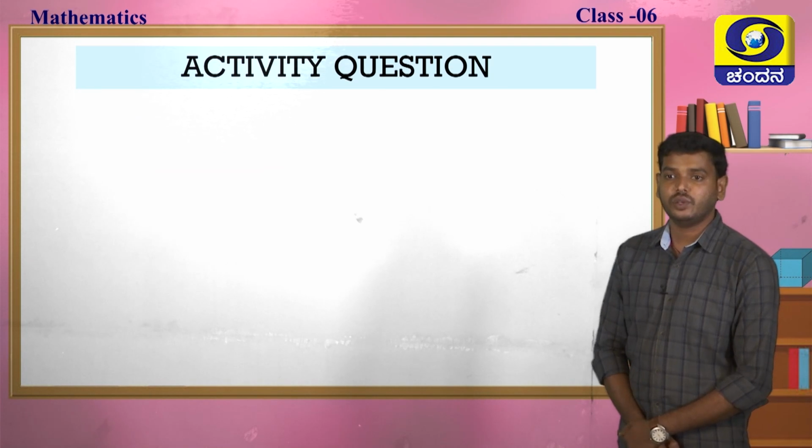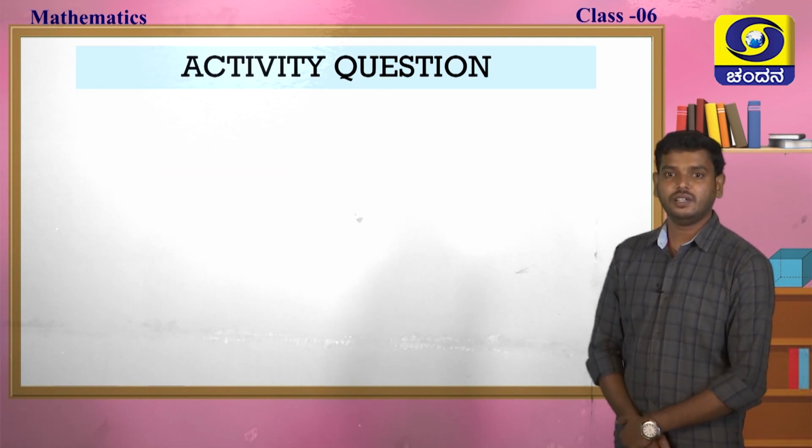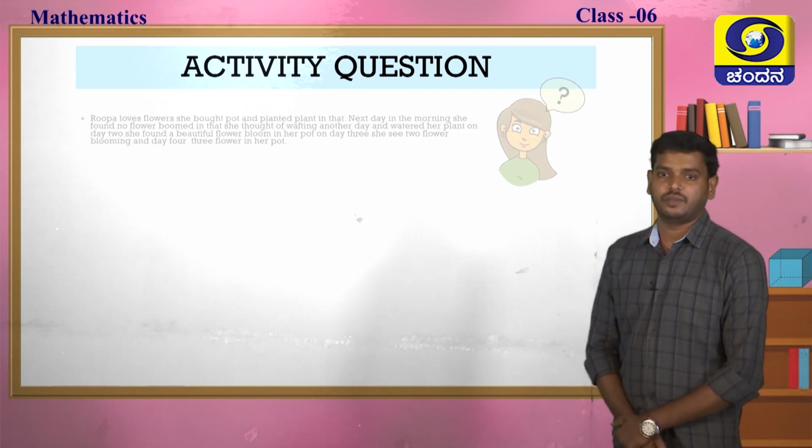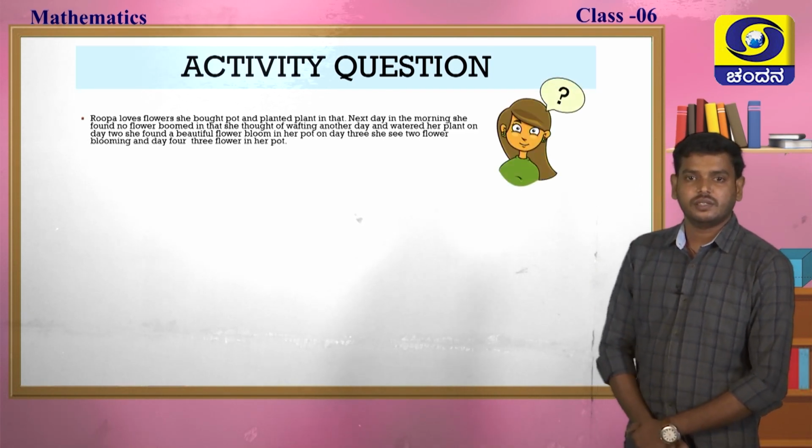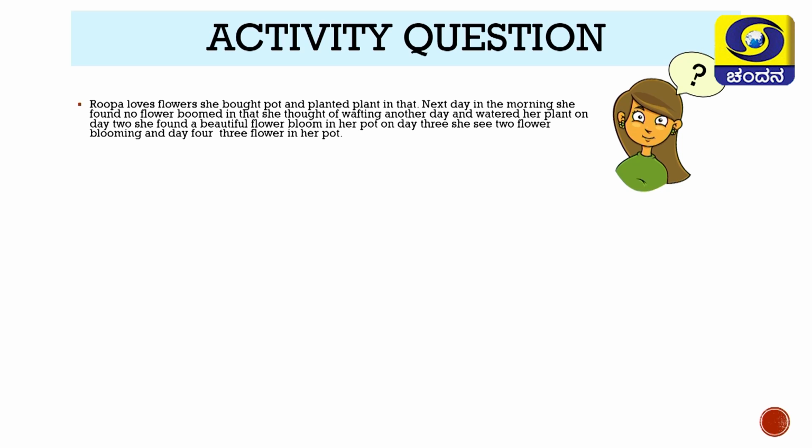Here we have an activity question. Yes, of course, it will be interesting. We will try to answer this question. Okay, what does it say? Rupa loves flowers. She bought a pot and planted a plant in it. Next day in the morning, she found no flower bloomed in it. She thought of waiting another day and watered her plant. On day 2, she found a beautiful flower bloom in her pot. On day 3, she saw 2 flowers blooming, and on day 4, 3 flowers in the pot.